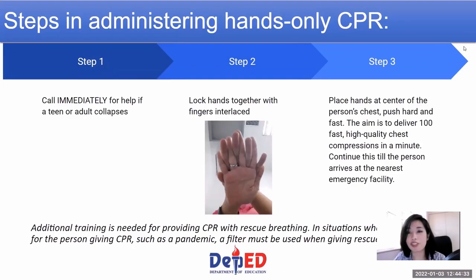Here are the steps to administering hands-only CPR. Step 1 involves calling immediately for help if a teen or an adult collapses. And step 2 includes locking your hands together with the fingers interlaced. And step 3, placing the hands at the center of the person's chest, push hard and fast. The aim is to deliver 100 fast, high-quality chest compressions in a minute. Continue this until the person arrives in the nearest emergency facility.